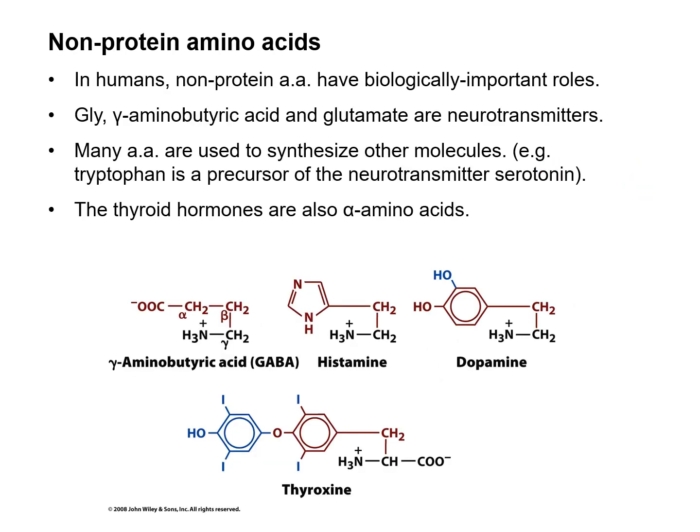And finally, we talked about the non-protein amino acids, which have biologically important roles, and several of them are neurotransmitters. We also talked about one example of how a non-protein amino acid is synthesized. So this is it for the review session. If you still have any questions or if there's anything that is unclear, just email me or come to the office hour. So good luck with midterm exam 1.